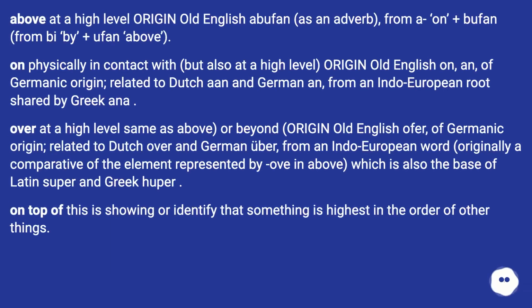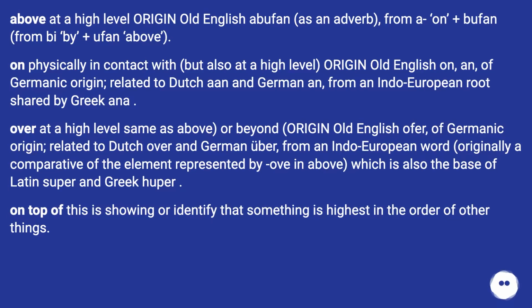Above, at a high level, origin Old English abufan, as an adverb, from a plus bufan, from bi plus ufan, above. On, physically in contact with, but also at a high level, origin Old English on, and, of Germanic origin, related to Dutch aan and German an, from an Indo-European root shared by Greek ana. Over, at a high level, same as above, or beyond, origin Old English ofer, of Germanic origin, related to Dutch over and German über, from an Indo-European word, originally a comparative of the element represented by ove in above, which is also the base of Latin super and Greek huper.